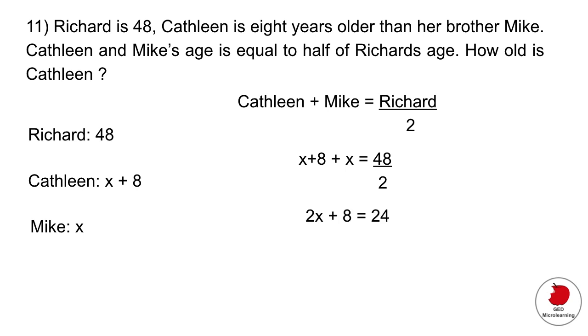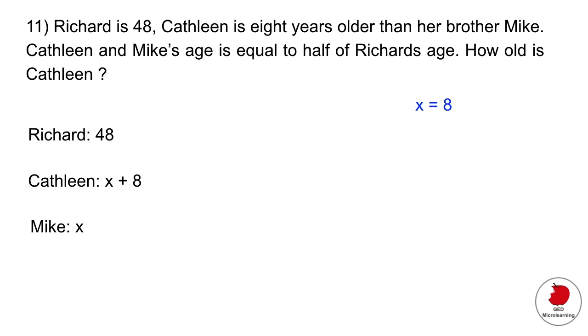And then on the left side, you want to add those x's together, so you have 2x plus 8. And now we want to isolate the x's, so we would subtract 8 from the left side and from the right side. That gives us that 2x is equal to 16. And now we want to isolate x, so we divide both sides by 2. That gives us that x is 8.